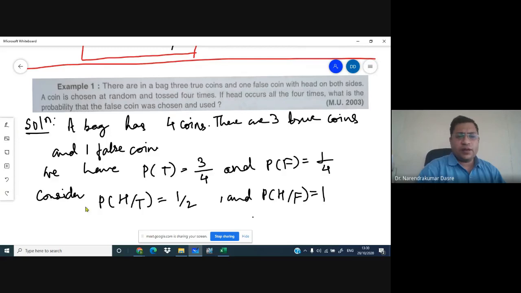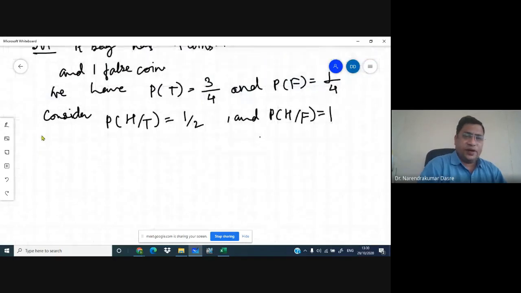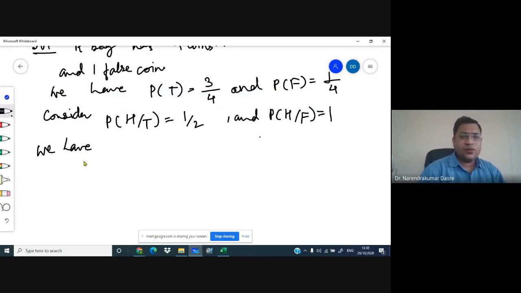And now we have to define the event. So the event is that a coin is chosen at random and tossed 4 times. The event is that the coin is chosen and tossed 4 times, and we got all 4 heads. So getting 4 heads is the event. So we have E be the event of getting 4 heads. The coin is tossed 4 times and we got 4 heads.